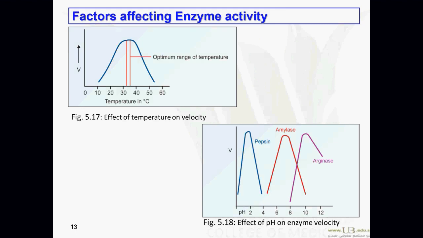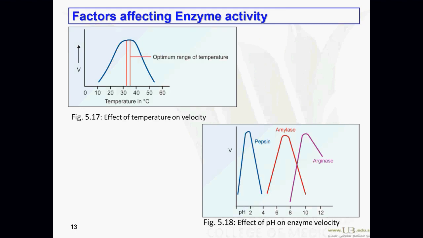very close to 8. For the arginase enzyme, it will work in a typical alkaline medium, and again the rate of reaction will be increased gradually until we reach the optimum pH, and if we increase the pH anymore, it will go down.